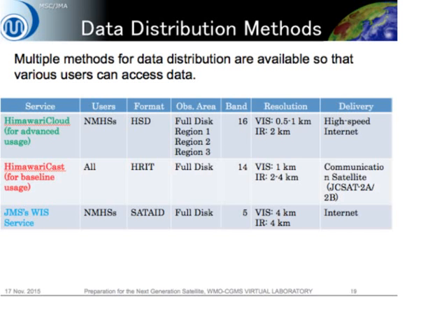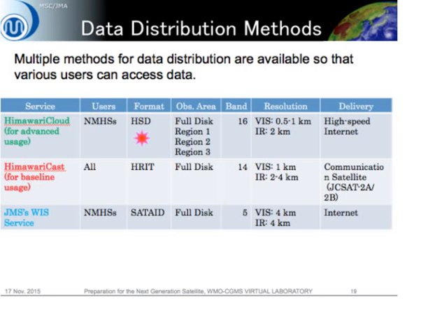This table shows major data distribution methods, 3 methods. They are HimawariCloud, HimawariCast, and JMA WIS service. HimawariCloud service is data distribution by Internet Cloud service. It provides the whole dataset of Himawari 8 observation in HSD file format. It provides all the observation area and spectral bands with the finest spatial resolution.